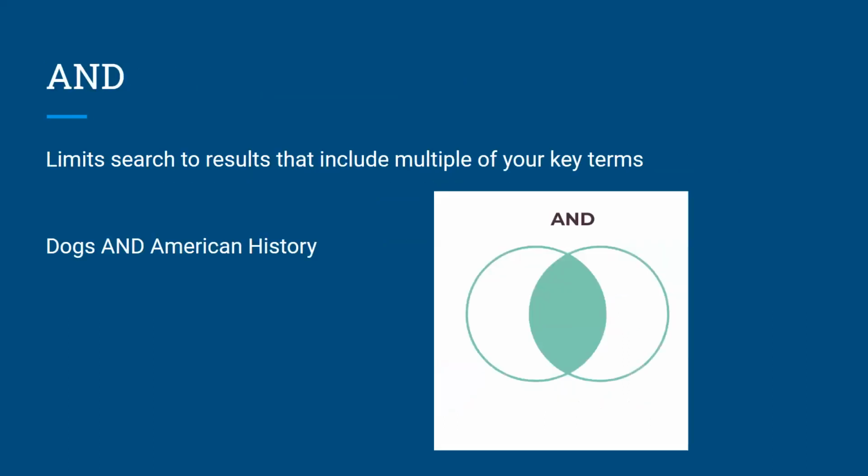So the first one we're going to focus on is and. And limits your search to results that include multiple of your key terms, if you have more than one key term. For example, if you were looking up different famous dogs within American history or the role dogs have had throughout American history, you'd want to search dogs and American history just as your base search.